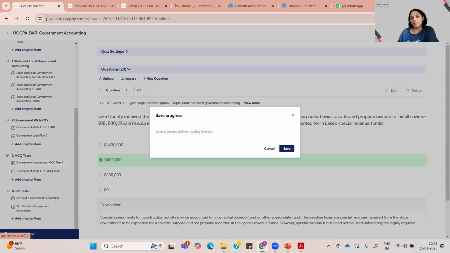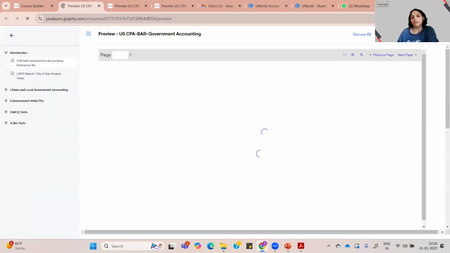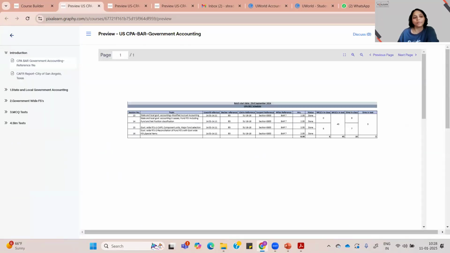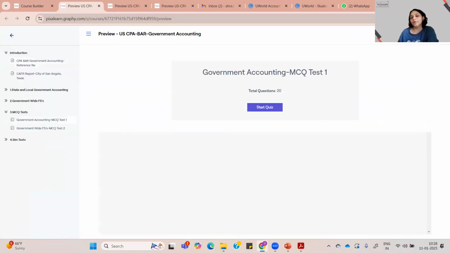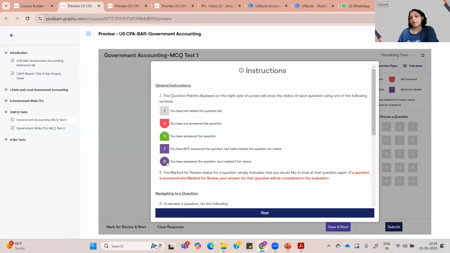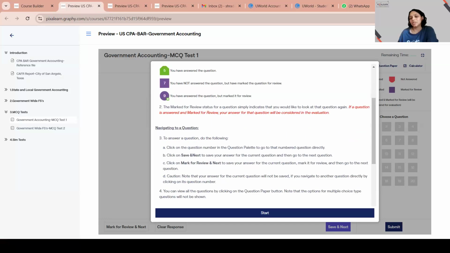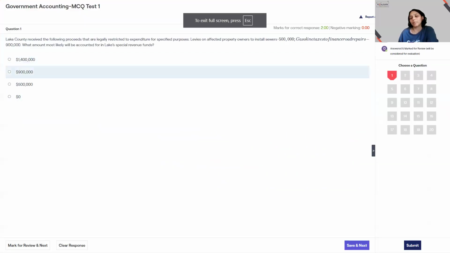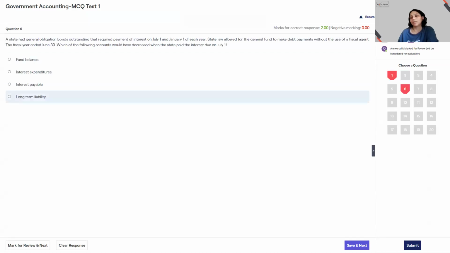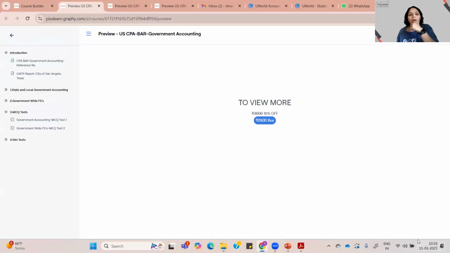This will be your review. This will be the student interface. For the MCQ test, I can start the quiz. This was a general instruction. Then when you start the quiz, it will be like a proper MCQ test where you see the questions, and you can say which question you want to take, whether the answer is correct or not, everything. Have you seen this? So the MCQ test will be like this.